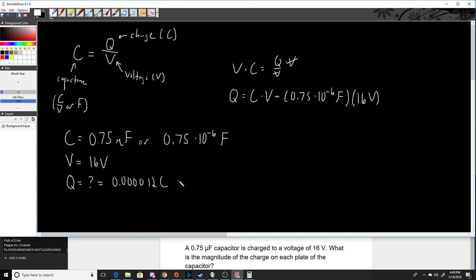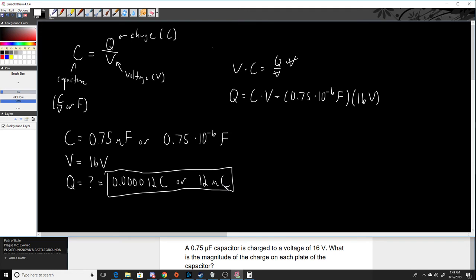Or if I want to get really fancy, I'd move my decimal 1, 2, 3, 4, 5, 6, or 12 microcoulombs. I would accept either answer. I personally like to keep my prefixes the same as possible. So if this is in microfarads, chances are that's in microcoulombs. And microcoulombs is how most of my practice problems have been dealing with charge anyway. So I would probably leave it in microcoulombs there.